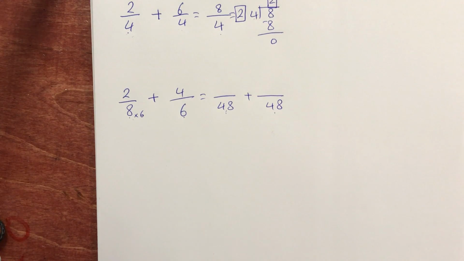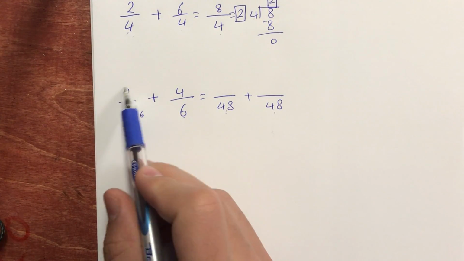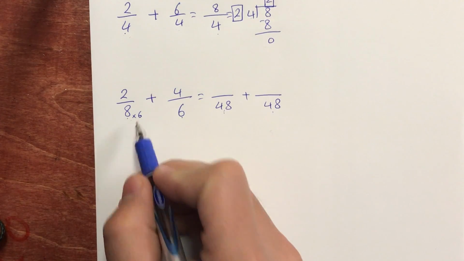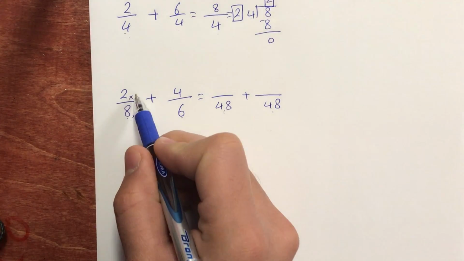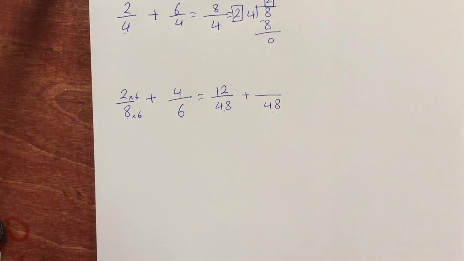And the rule of equivalent fractions tells us that if you do something on the bottom of a fraction, you gotta do it on top also. So 8 times 6, I also gotta do it up here. 2 times 6 gives us 12. You write it in the new renamed fraction.